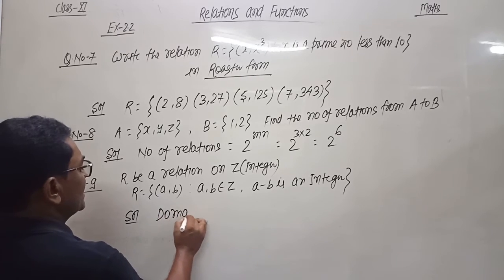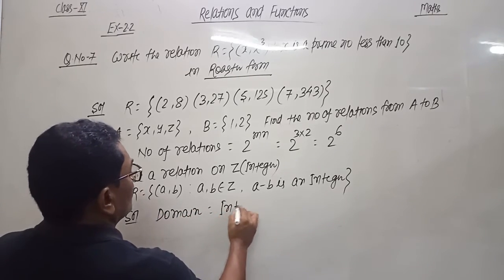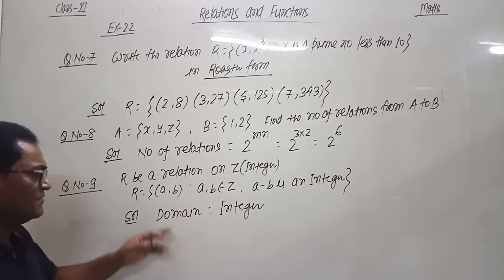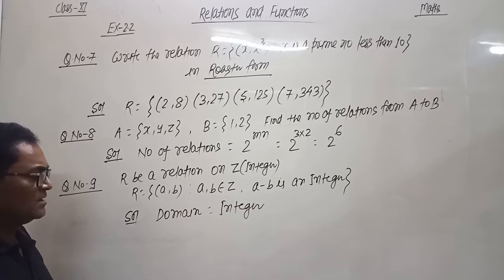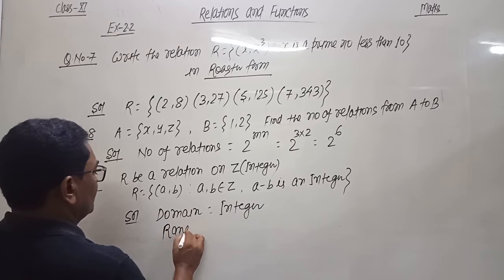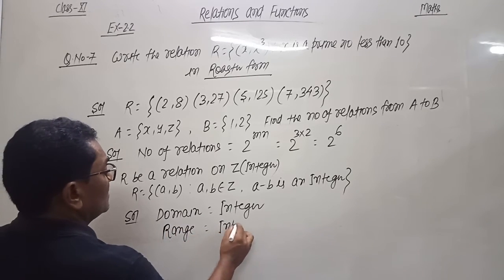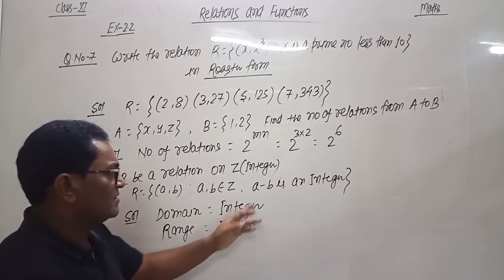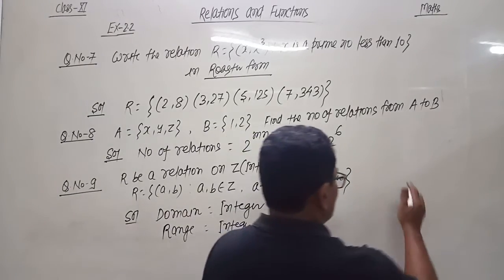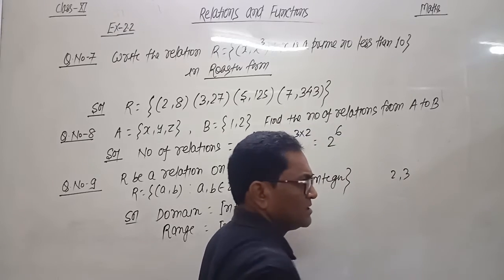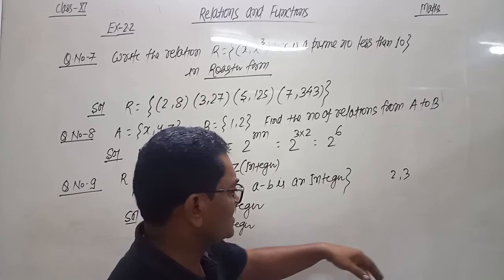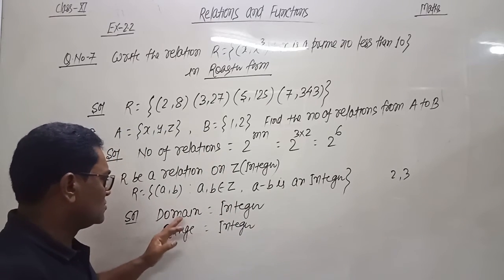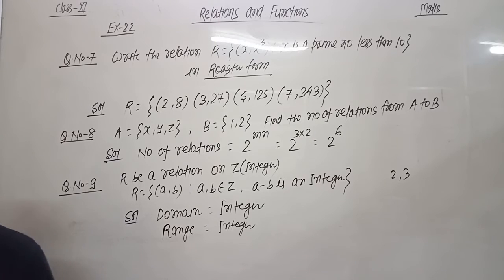Domain will also be integer, because domain is the first element of the ordered pair, and range is also integer. Because when we take two integers A and B, suppose 2 and 3, and when we subtract, 2 is an integer and 2 minus 3 is minus 1, which is also an integer. So we get the domain as integer and the range also as integer. So this exercise has been finished.